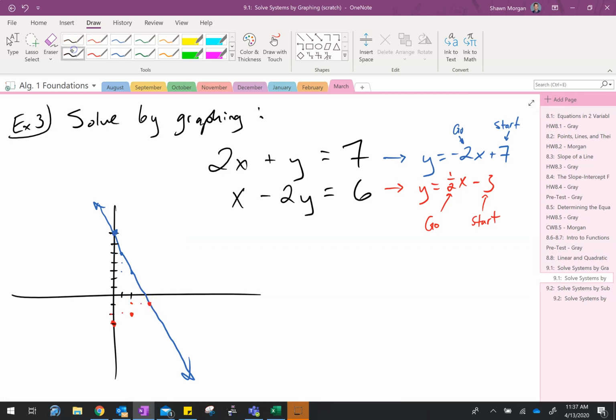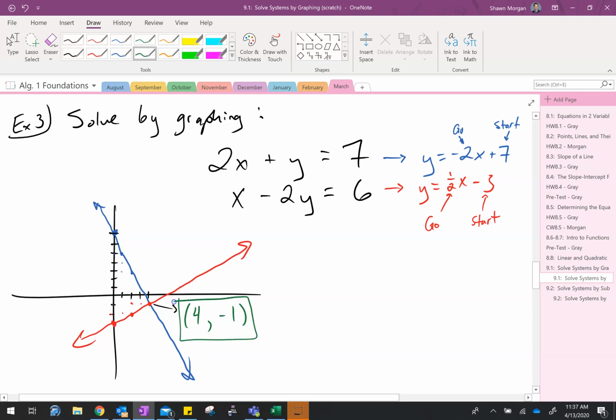And it looks like I might have found my solution. We'll see in just a moment. We're going to check that solution out, but we got to connect the dots right there and right there. Now use your eyes and sort of try to determine, where is this point? What are its coordinates? Well, it looks to me like we've got 1, 2, 3, 4 as an x coordinate, and it looks like -1 as a y coordinate. So that looks like the solution to this system, the point of intersection.